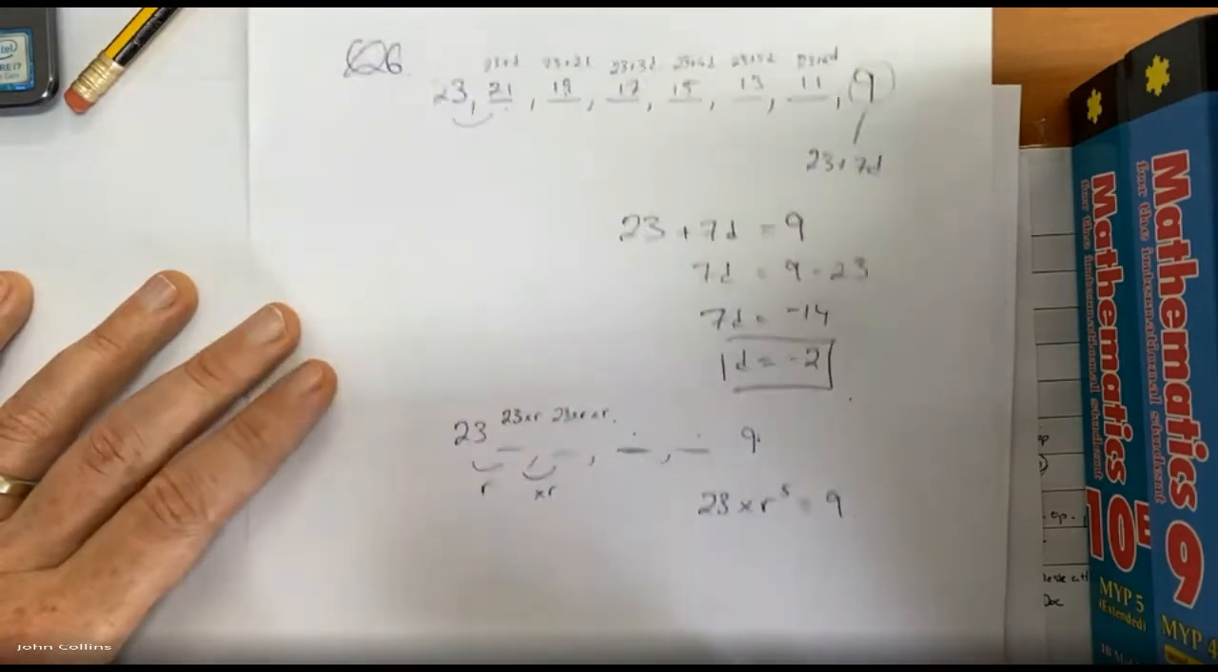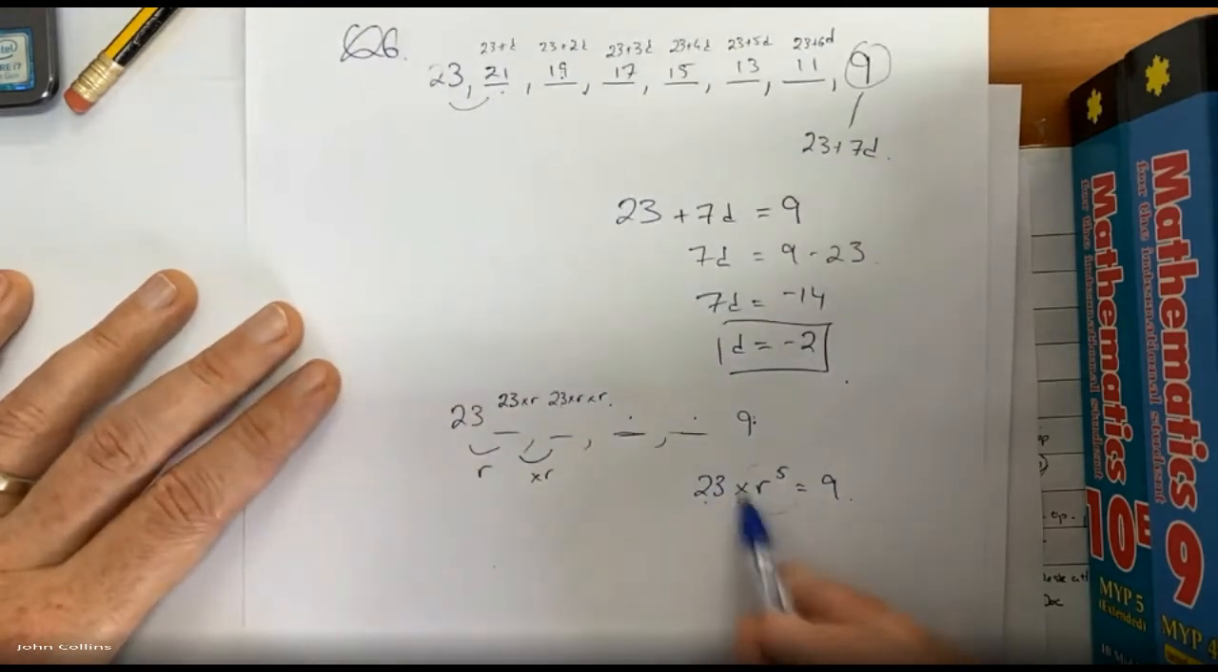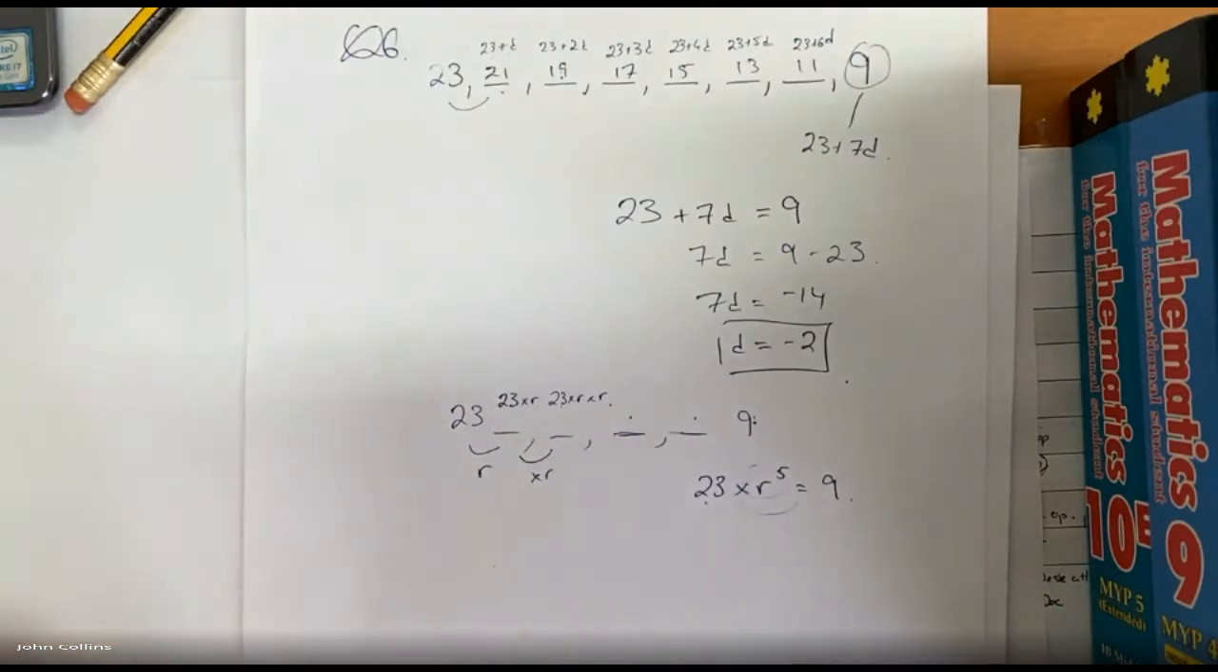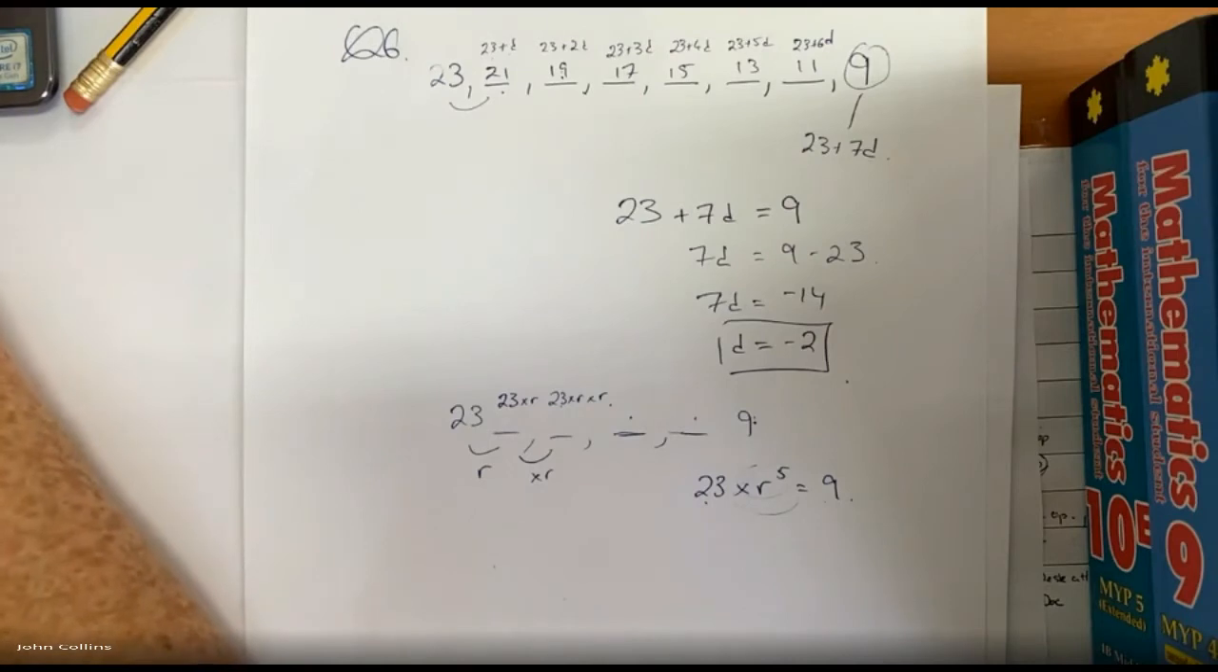And you do it the same way then. Just isolate the r to the 5 and then use the 5th root button on your calculator. That's how you do it. Okay. No problem. All right.